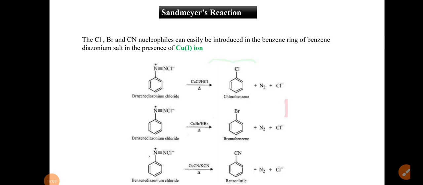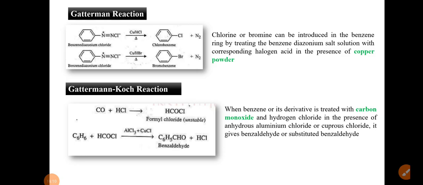Similarly, one more reaction, the Gattermann reaction, right? The product is very similar between the Gattermann reaction and the Sandmeyer reaction, because here also benzene diazonium chloride is used. Chlorine or bromine can be introduced into the benzene ring by treating the benzene diazonium salt solution with the corresponding halogen acid in the presence of copper powder, right?